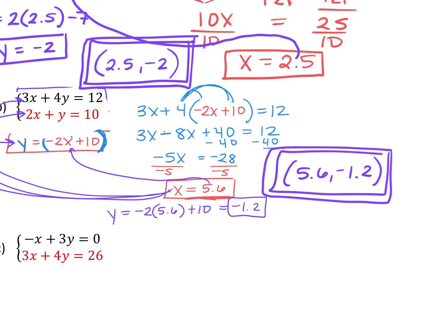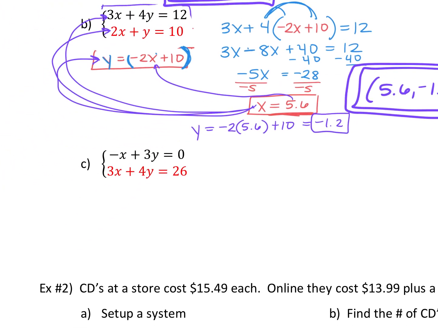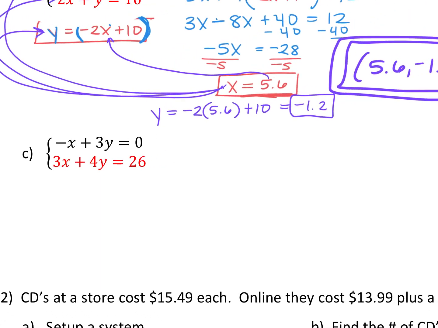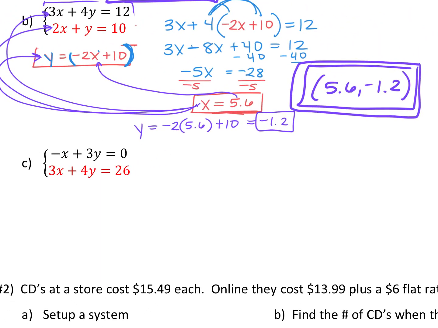Good old substitution. Okay, you try C on your own then. So this is your initial setup. Figure out what you want to isolate, well, if anything is isolated, if not, what you want to isolate. This one requires maybe one more step even. And then I'll walk you through it in just a minute.